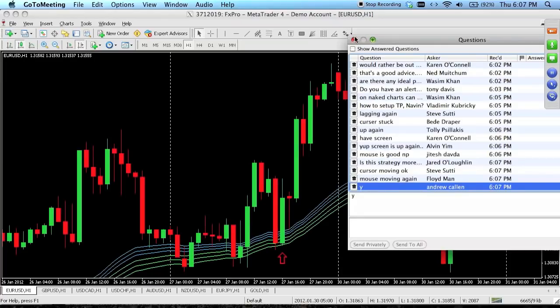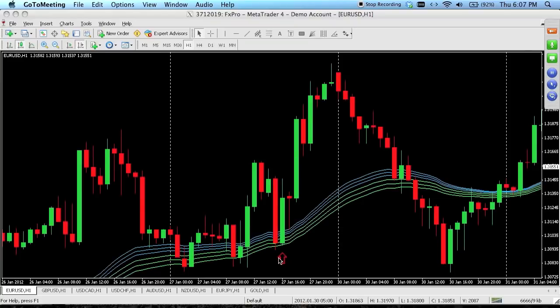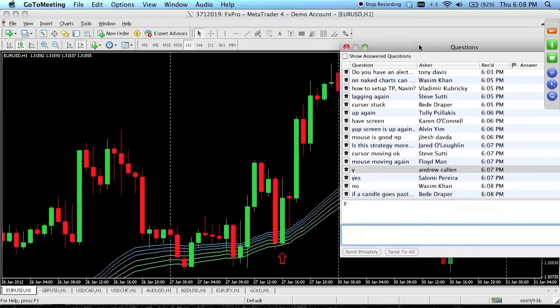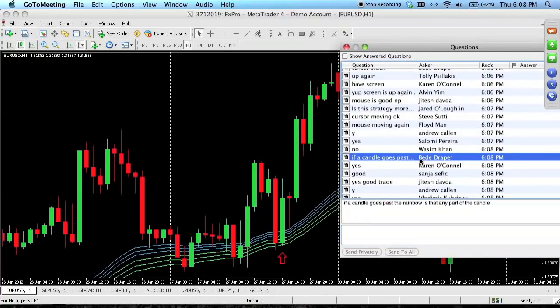Okay. Let's continue here. So yes, let's take a look at this particular arrow. Is this a good trade? Okay, yes, yes, yes. If the candle goes past the arrow, is that any part of the candle? No, just the close. These little long tails that you see, they can go as far as they want. That's not a problem. But this thing that's filled, the chunk of red or the chunk of green, that is called the body. The body should not be on the outside. The tails can go as far as they want.